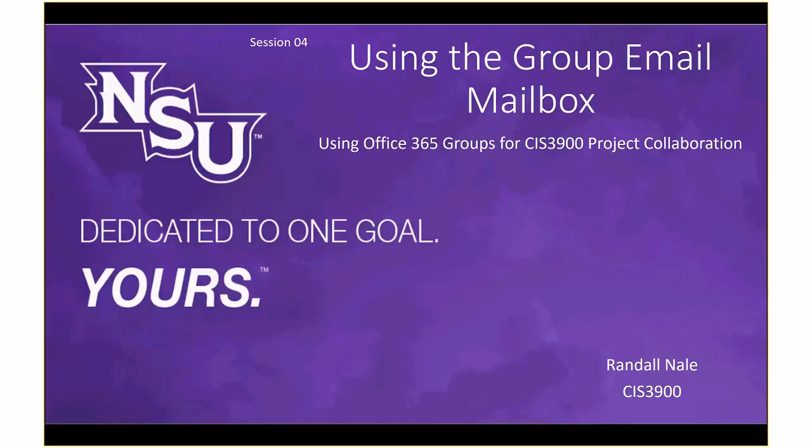Session 1 introduced Office 365 groups and their ability to help with team collaboration around projects like CIS 3900's final project. Session 2 went through how to create one of those groups and what gets created along with the group to help you work together as a team. And then session 3 talked about managing the members of that group so that you can add and remove project team members and your professor and other folks like that. So this is session 4.